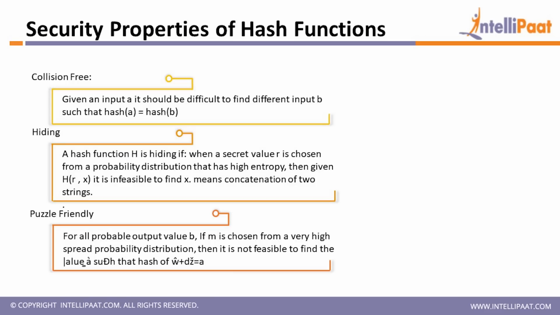Third, it is puzzle friendly. For all probable output values B, if R is chosen from a very high spread probability distribution, then it is not feasible to find an X such that the hash of R concatenated with X equals B. So hash is very frequently used for creating puzzles and to solve them in blockchain networks.